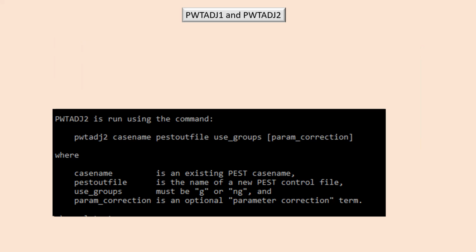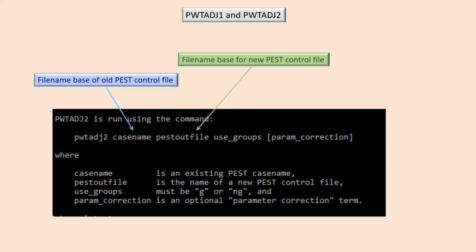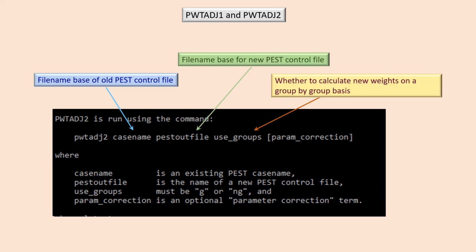PWT-ADJ2 also receives its information from the command line: the name of the existing PEST control file, the new PEST control file, and whether the objective function should equal the number of observations in each group, or just the total number of observations in the PEST control file. We inform it whether to do the weights correction on a group by group basis through this variable.